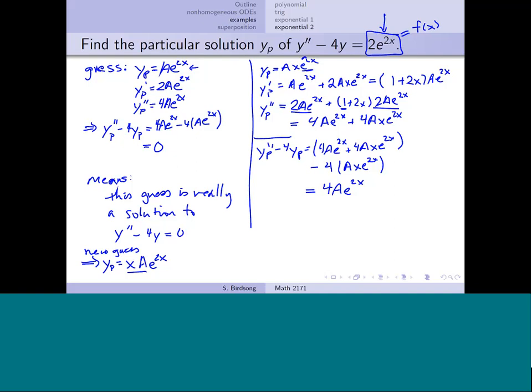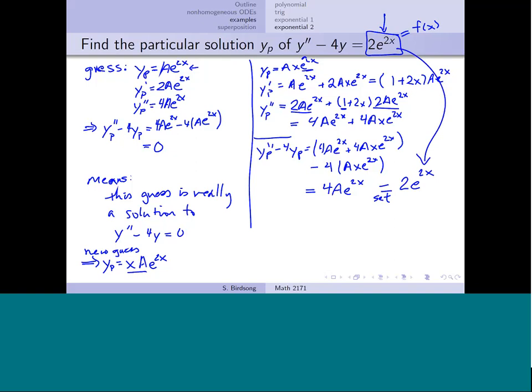Because this expression right here must equal the 2e to the 2x. In other words, it can't have that extra copy of x, that extra factor of x out front. Now, once we go ahead and set our simplified expression equal to the non-homogeneous part, could we go ahead and solve for a? And hopefully the answer is yes.